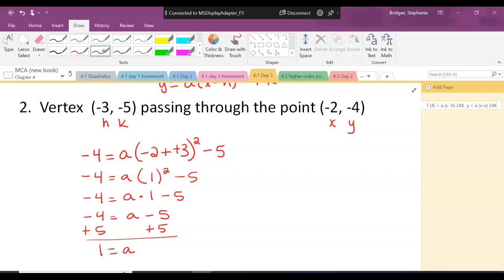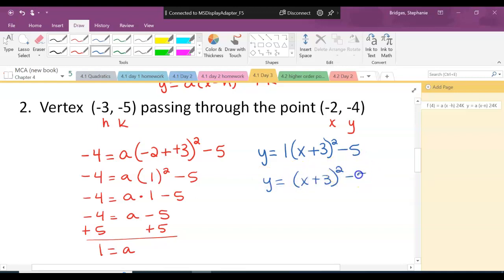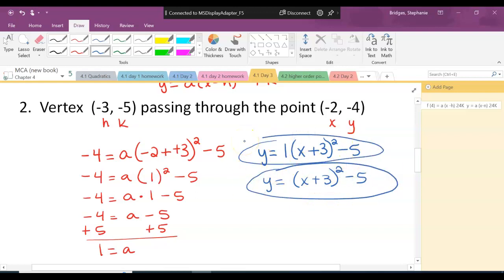And then we're going to go back to the equation. We're going to put the variable y and the variable x back in. We're going to keep the h and the k as numbers, and we're going to plug the a in as a number. So it's going to be y equals, my a value was 1, then the x, minus a -3 turns to +3, and then minus 5. And you can leave it like that if you want. Or because a is 1, we technically don't really have to write it there. If we don't write it, we know there's a 1 there. So either one of those would be the equation for the parabola that goes through -2, -4, and has a vertex of -3, -5.